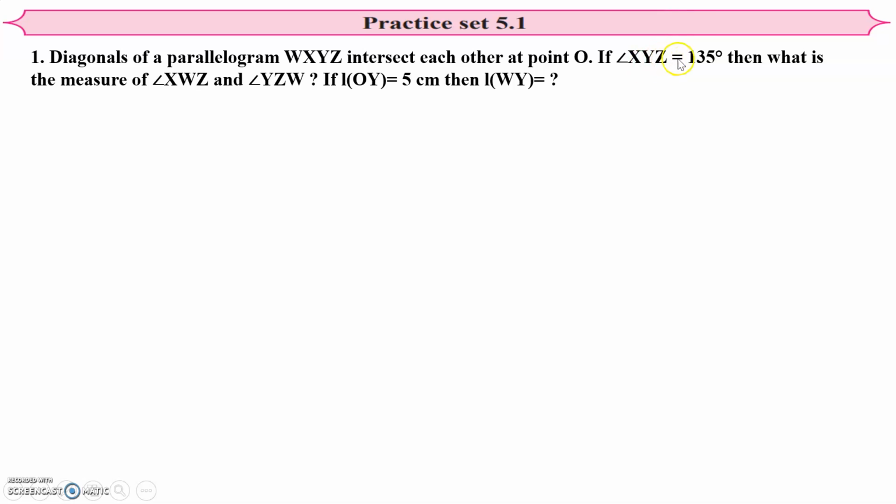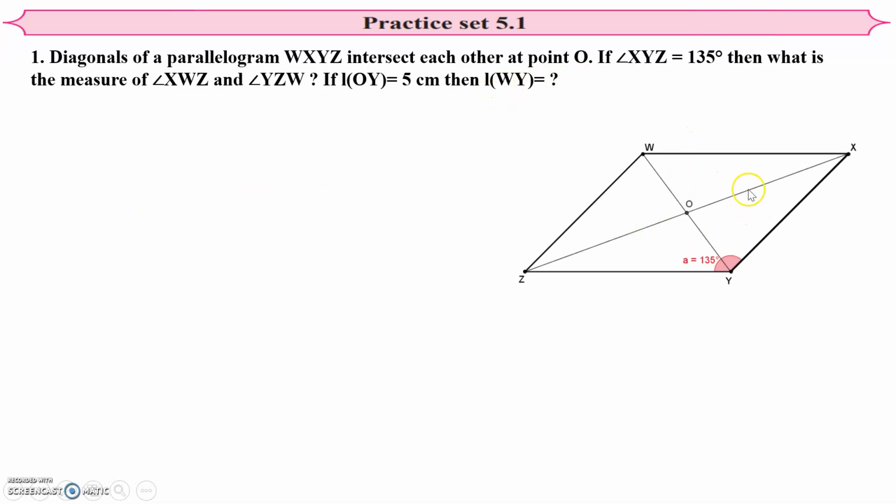If angle XYZ is 135 degrees, then what is the measure of angle XWZ and YZW? If length OY is 5 centimeters, then length WY is equal to question mark. So let's have the figure. Okay, this is the parallelogram and where angle XYZ is 135 degrees. So we start with the solution.